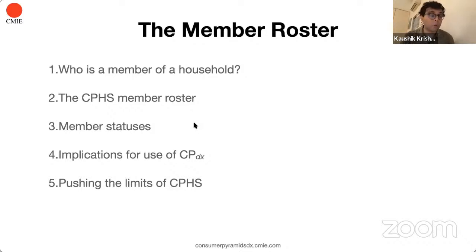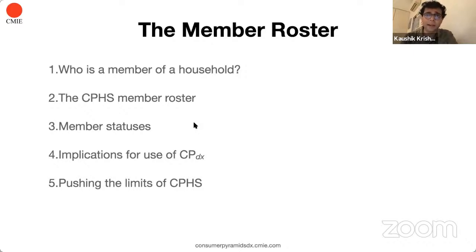2, I'm going to talk you through something which is very core to CPHS called the CPHS member roster. 3, I'm going to tell you about the different kinds of statuses that members in the household can have. 4, I'm going to walk you through implications of all of this when it comes to using the data from CPHS, which is available in a subscription service called Consumer Pyramids DX, or CPDX for short.